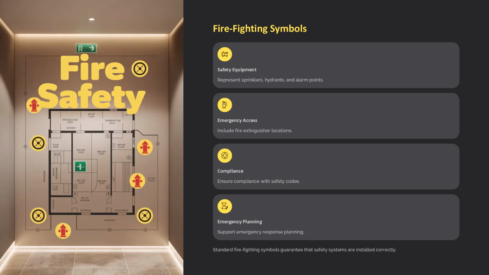The drawings serve as a training tool to understand system layouts. Using correct fire-fighting symbols can save valuable time in emergencies by reducing confusion. They form the foundation of any hotel fire protection strategy.